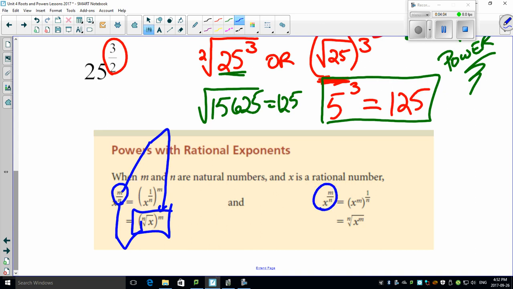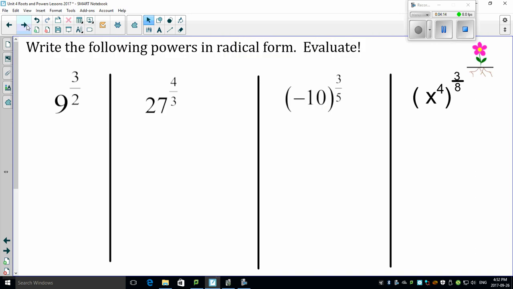X to the power of m over n. There's the root, there's the power. Same kind of idea. Okay, so let's do a couple more questions and let's see what we can do. I've got questions here. This is really nice. It says, write the following powers in radical form and then evaluate. In other words, tell me what the number is. Right, so here we go.